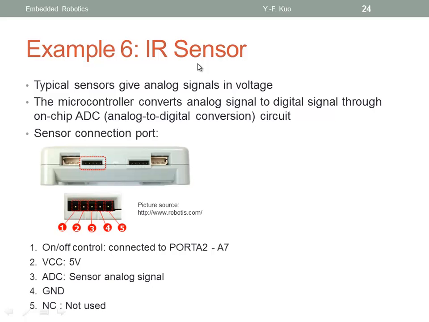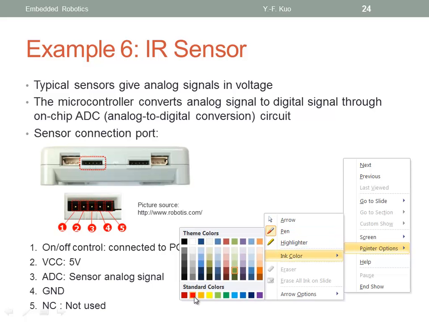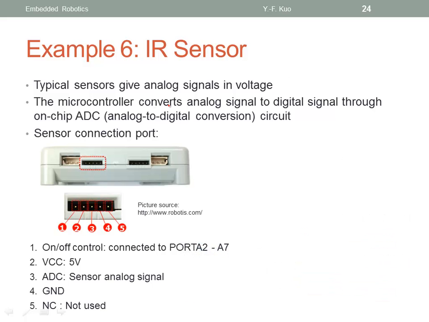The first thing you have to know is that most of the sensors that we have are analog sensors. In a sense, they give you some analog signal. But the microcontroller we have is a digital microcontroller. It can only process signal that is in digital format. So in a sense, we have to do an analog to digital conversion.